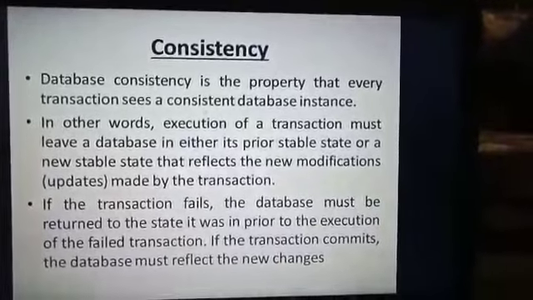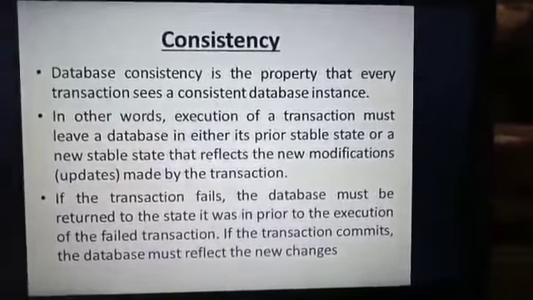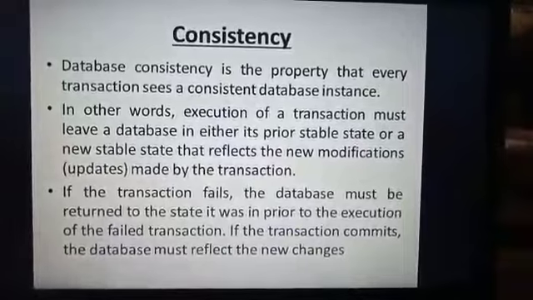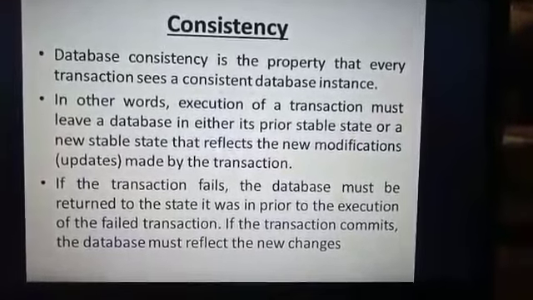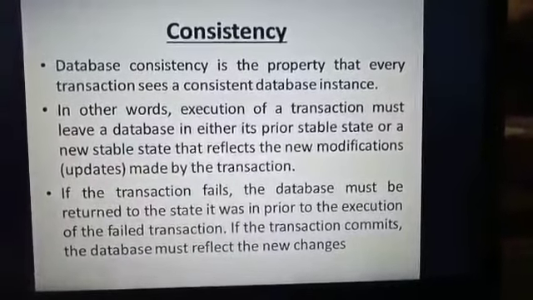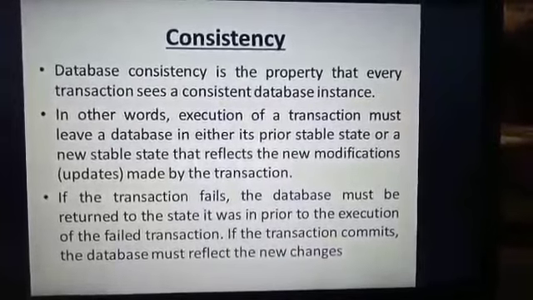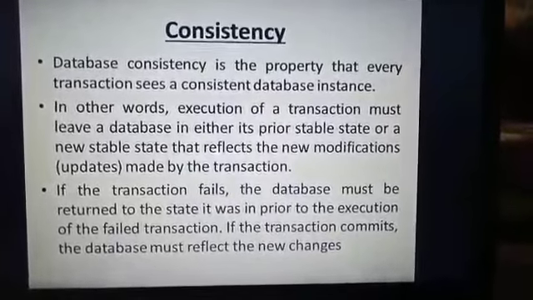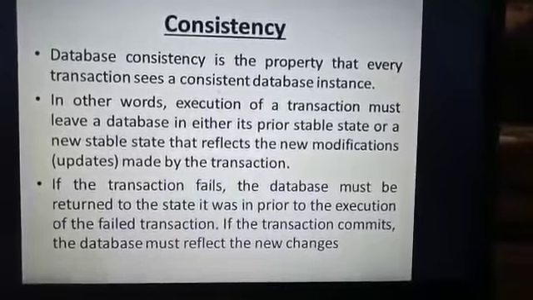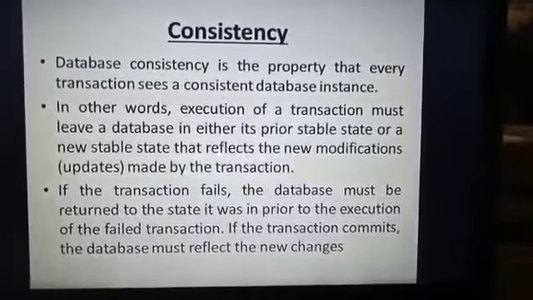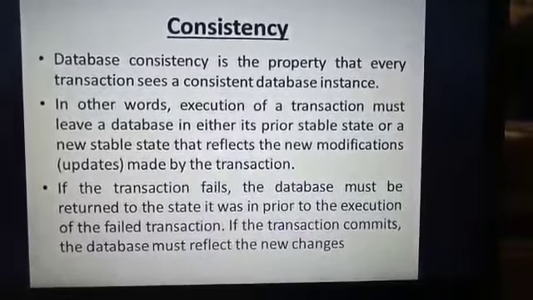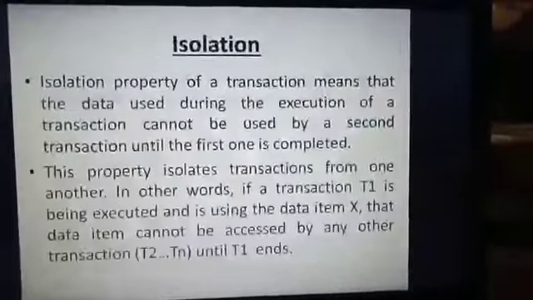Second property is consistency. Database consistency is the property that every transaction sees a consistent database instance. In other words, execution of a transaction must leave a database in either its prior stable state or a new stable state that reflects the new modifications made by the transaction. If the transaction fails, the database must be returned to the state it was in prior to the execution of the failed transaction. If the transaction commits, the database must reflect the new changes.